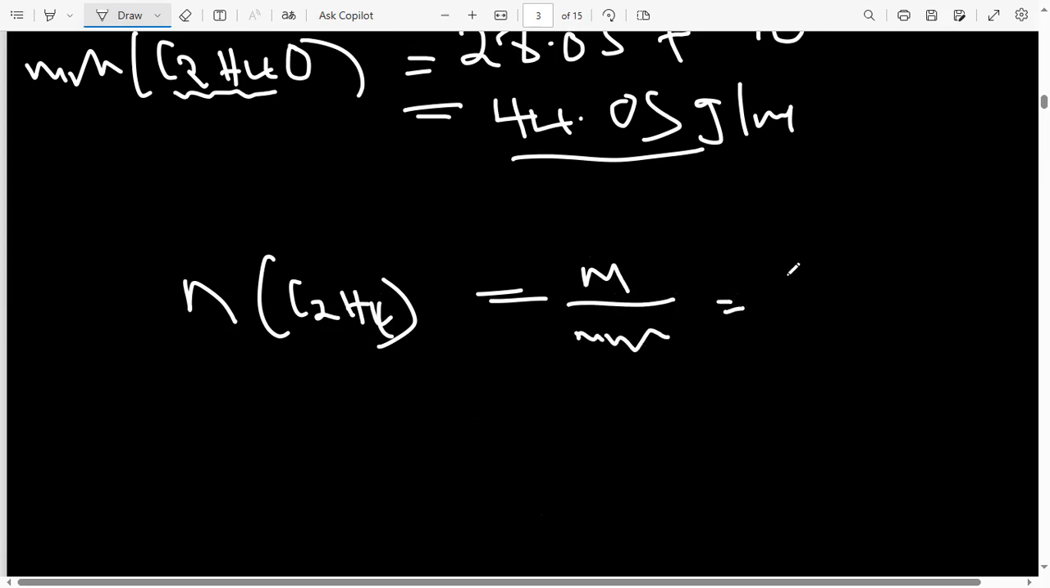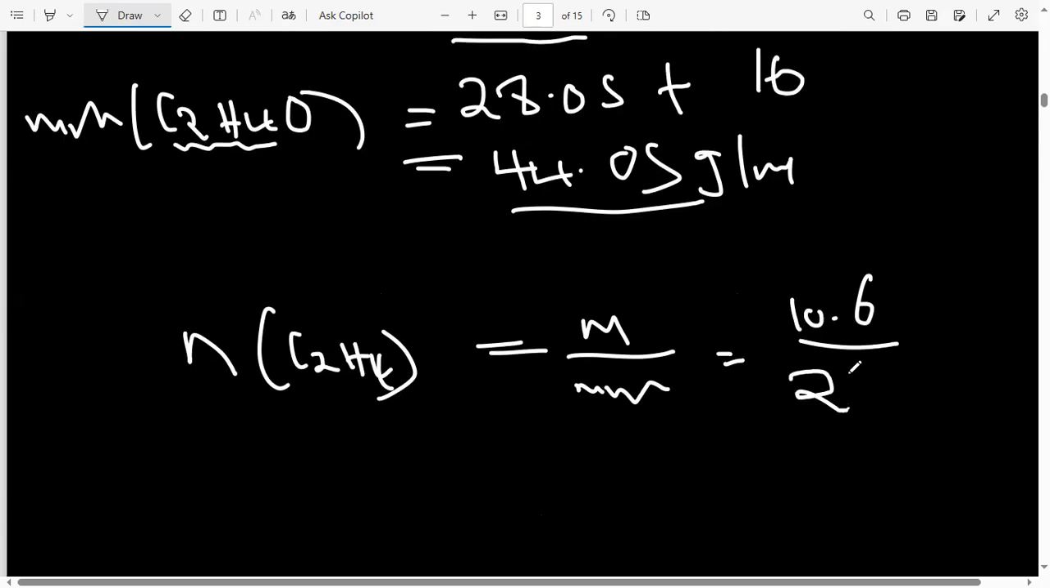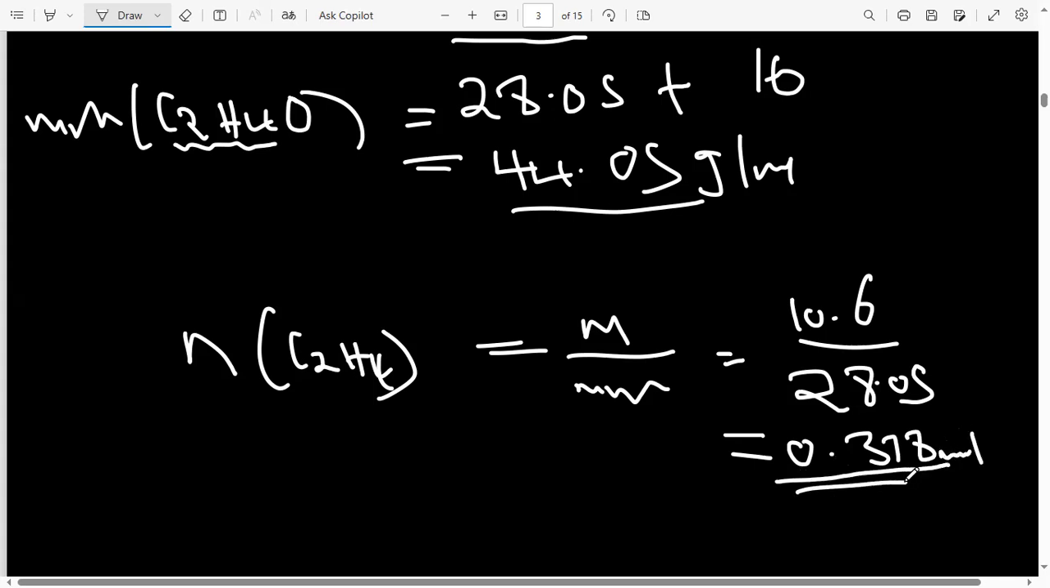So what is the mass? The mass is 10.6. And then the molar mass of this ethylene is what? 28.05. So I'm going to write 28.05 here. So this is equals to, punch on your calculator, what are you going to get? Okay, I'm getting 0.378 moles. So these are the moles of ethylene.